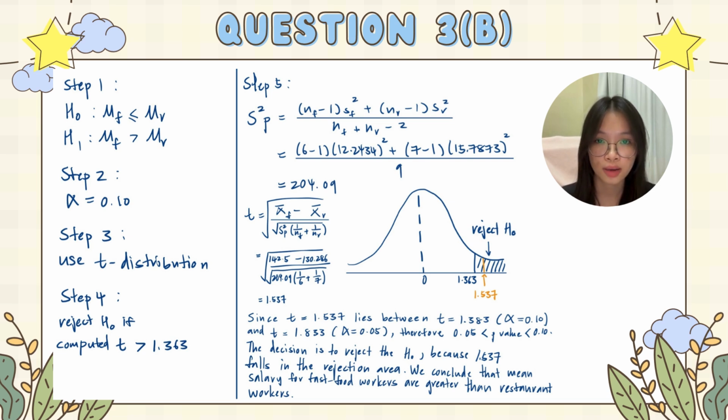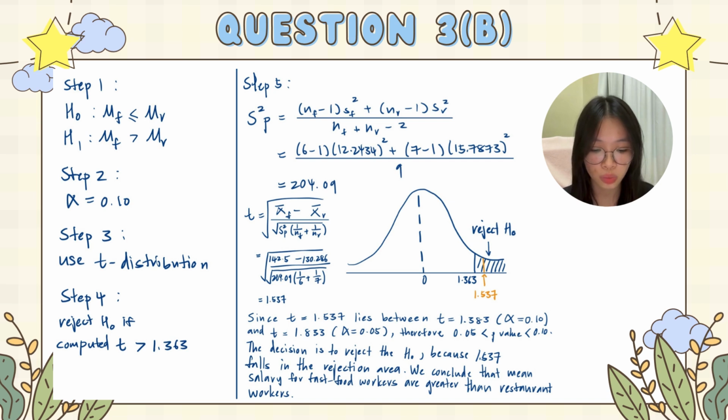Step 5, we must first calculate the pooled sample variance. So we substitute the sample size and the sample standard deviation into the formula. We will get the pooled sample variance equals 204.09. Then we must calculate the t-value, and we will get the t-value equals 1.537. So from this, we can make the conclusion.